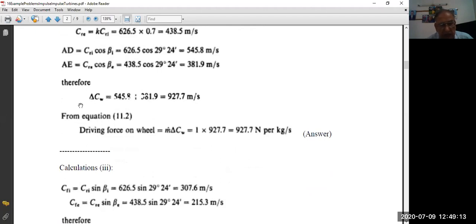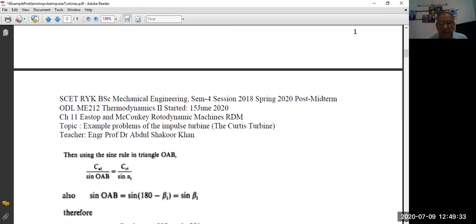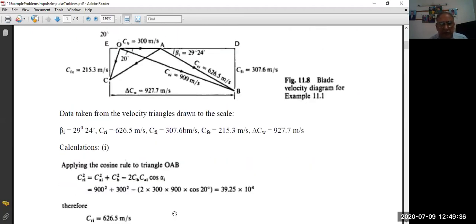Once the two triangles are drawn, we can find delta CW: CW at inlet plus CW at outlet. So this is delta CW, and this is 927.7. Graphically in the velocity triangle, it is shown this side, this length CB. You draw these two triangles to scale, measure this in centimeters, multiply with the scale, and you will get 927.7 as delta CW.